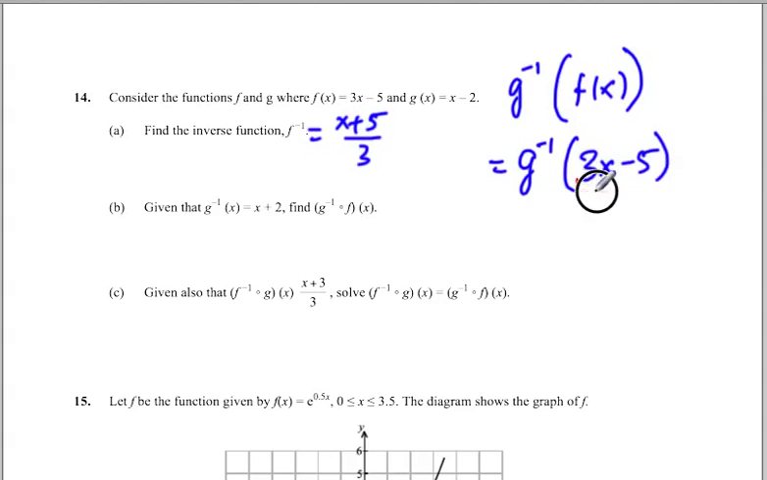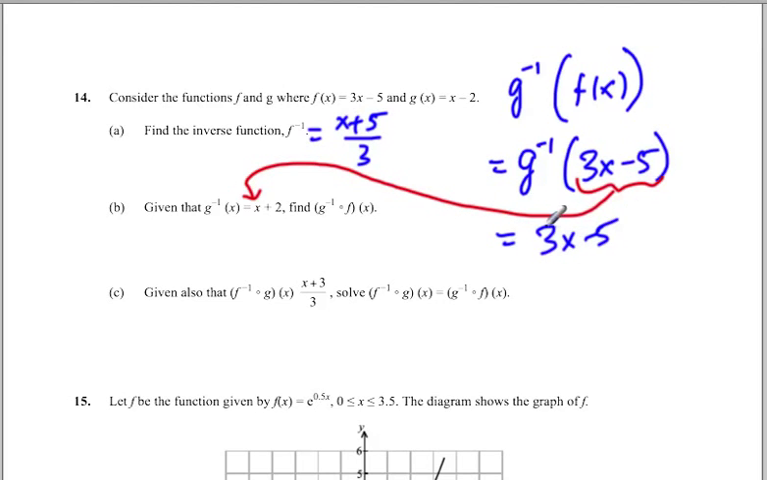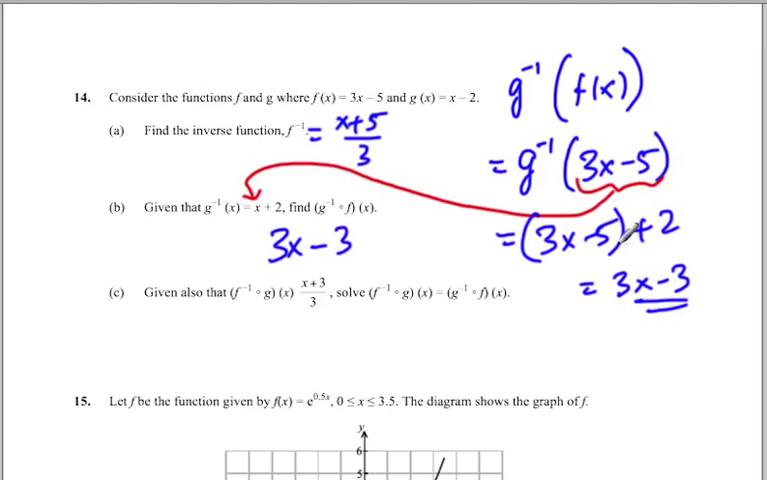As always, you take this argument and you plug it into the g inverse. Our g inverse is right here, so you're going to plug it into that x over there. So it's equal to 3x minus 5 plus 2, which is equal to 3x minus 3. And that's the solution of this, because negative 5 plus 2 is negative 3.